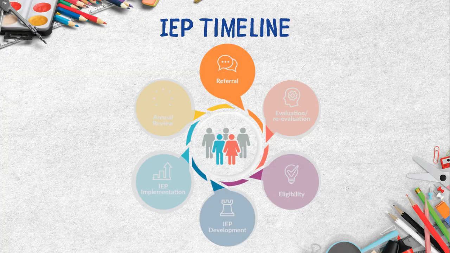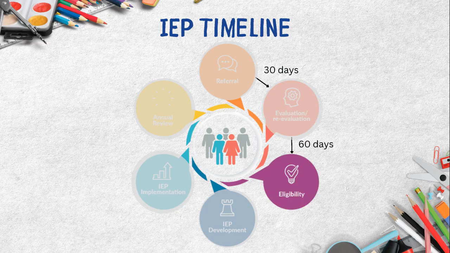Now, an initial referral for special education services can be made in writing by either the parents or the school. Within 30 days after the referral, a meeting will take place to determine if evaluations are needed. If evaluations are determined to be necessary and the parents consent to having the student evaluated, within 60 days, evaluations will be conducted to determine eligibility.